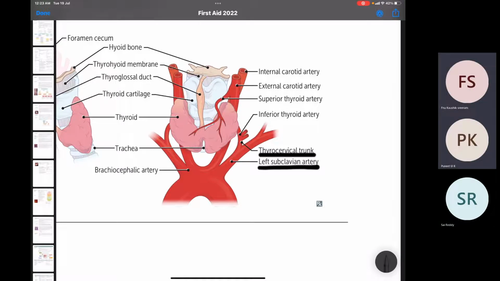Bro, you know how you're telling this is like if they ask you which branch is this artery a branch of, you'll be like iota. Wait, wait. One second. Kaushik, just one second.